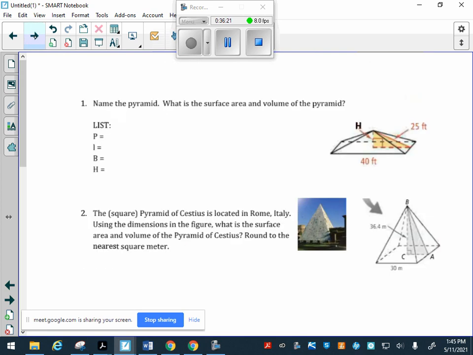Alright, so let's try a few. Let's get a little bit more involved, so let's try a few together. So now we're on page 13 in your packet. Page 13.